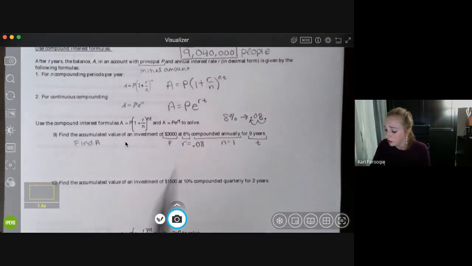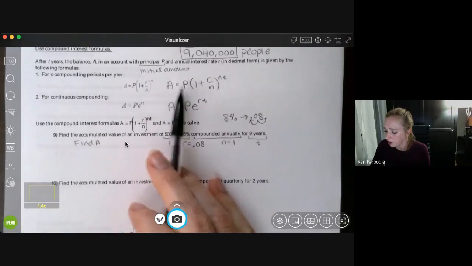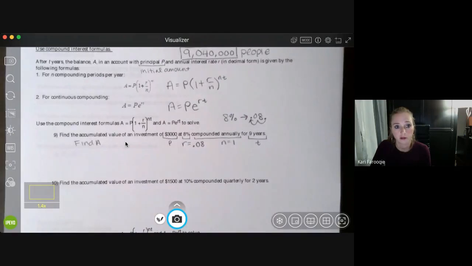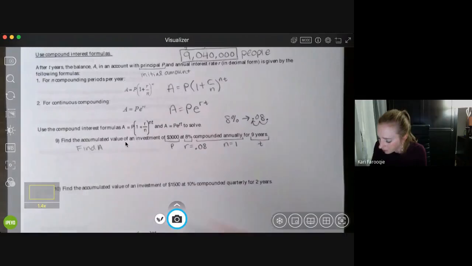And that's all we need. In order to find the accumulated value, we need P, R, N, and T. And we have all of those components now. So we are going to make sure we put them correctly into the formula and that we enter these properly in our calculator, because that's the worst part, when you have the actual equation just right and then your number's wrong because you entered it wrong.